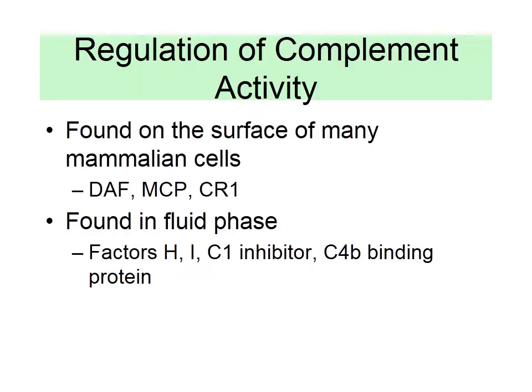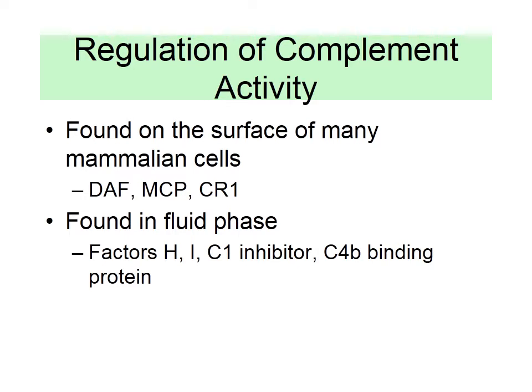Now, as I said earlier, you need to know how these important components are regulated. Keep in mind that regulators are found on the surface of many mammalian cells, and there are a bunch of receptors for them. Some of them are found in the fluid phase, like factors H and I, C1 inhibitor, and C4b binding protein. So these are some of the regulators that we have in the system.